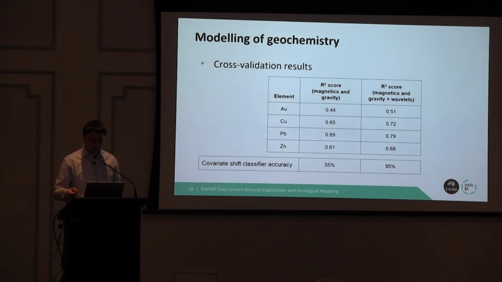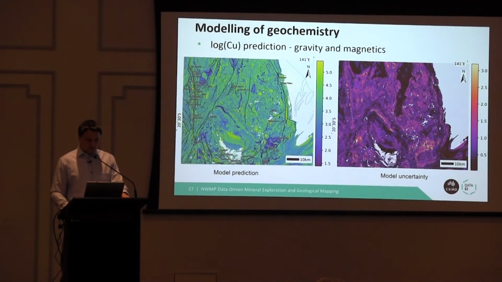in the model. We also then tried to estimate the covariate shift classifier accuracy, and we can see that we couldn't really discern the predicted from the training for the example where we didn't have wavelets, but we could very well discern those two in the case where we had wavelets. Quickly go through the results.